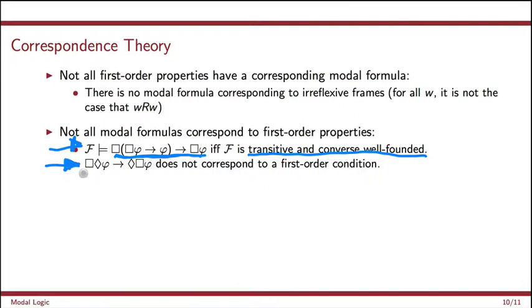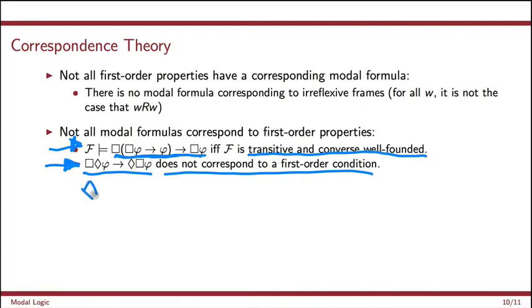It's also known that this formula, box diamond phi implies diamond box phi, this is called the McKinsey axiom. This does not correspond to any first order condition. It corresponds to some second order condition. It's complicated to write down.